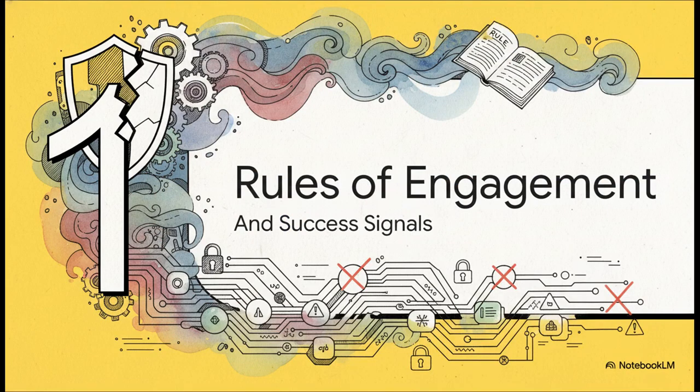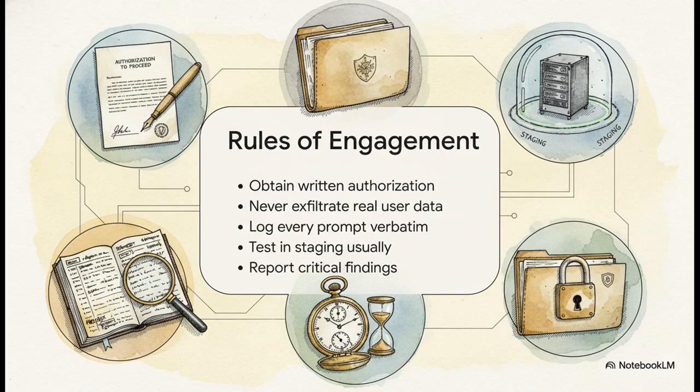All right, Section 1, Rules of Engagement and Success Signals. Let's establish the absolute prerequisites. Before a single red team prompt is ever executed, you have to define the exact attack surface, whether that's a raw API endpoint, an agent pipeline, or a RAG system, and set some very strict ground rules. Clear scoping is absolutely crucial. It prevents wasted cycles and avoids accidental, real-world impact.